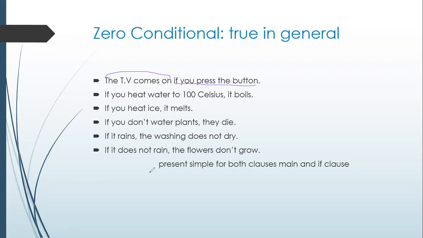So what is the form of the zero conditional? The form is simple present tense in the if clause plus simple present tense in the resultant clause. So you basically use present simple for both clauses, that is, the main clause and the if clause. So I hope you got it. Let's move on to the next slide.